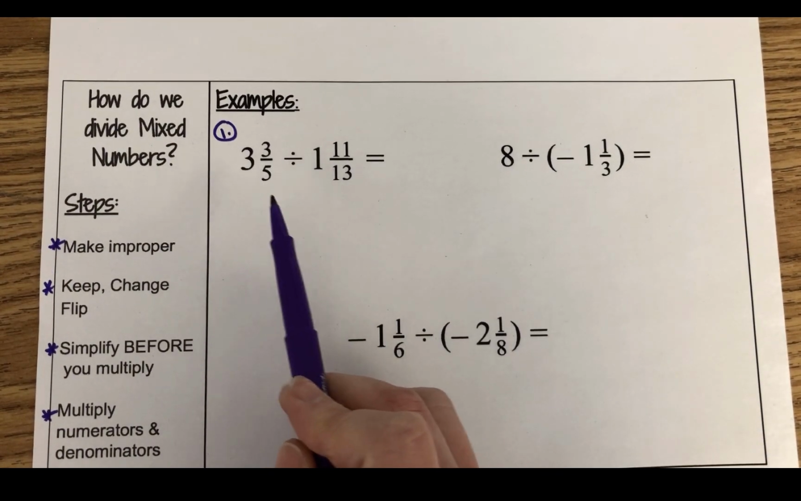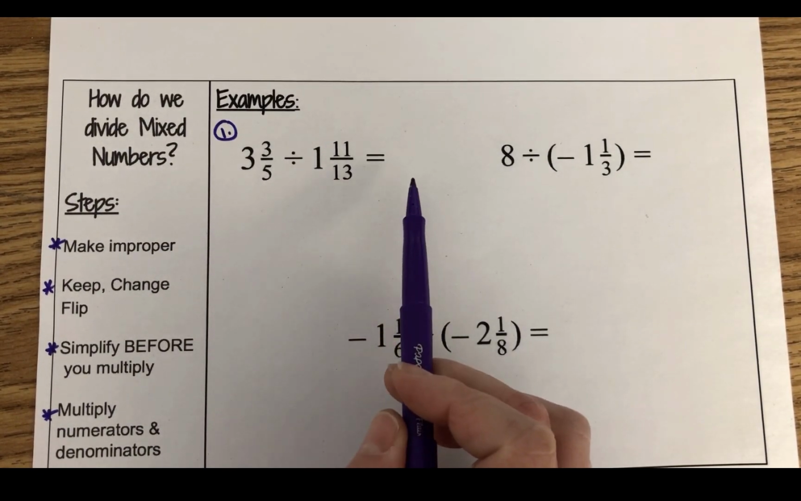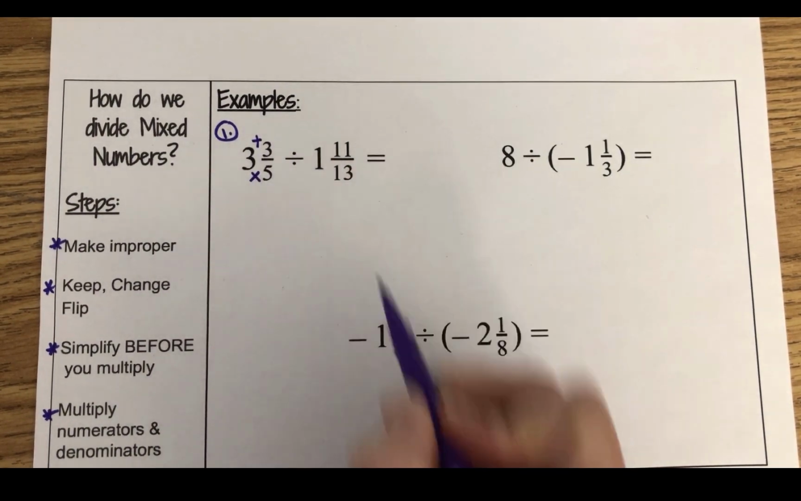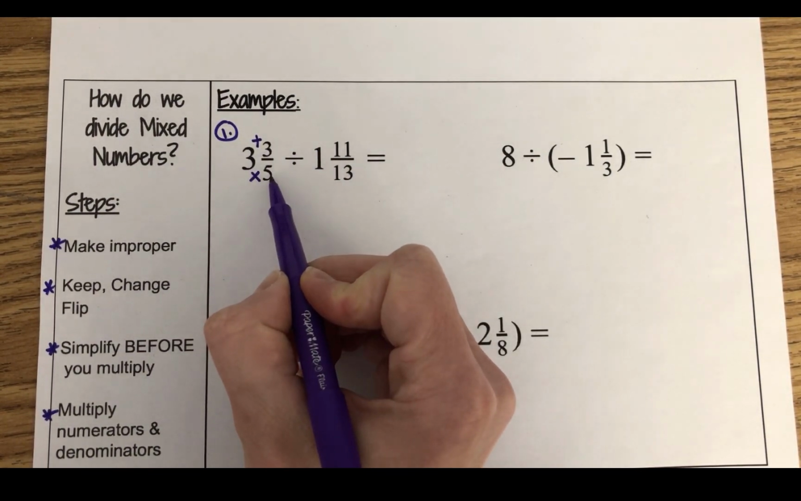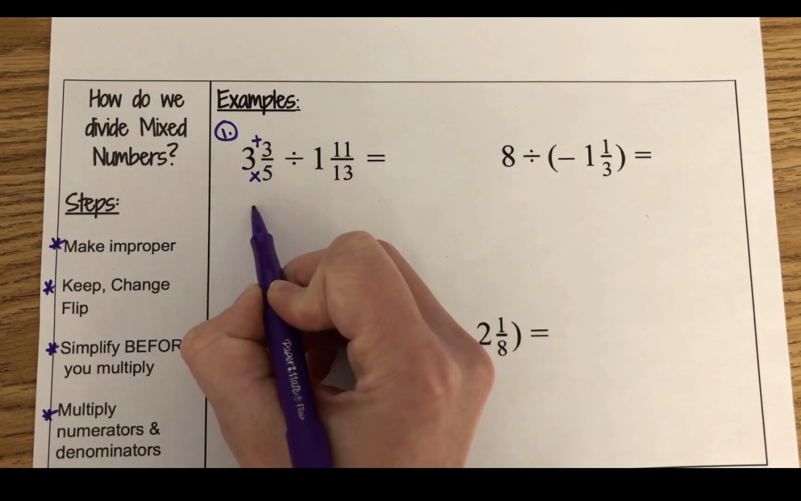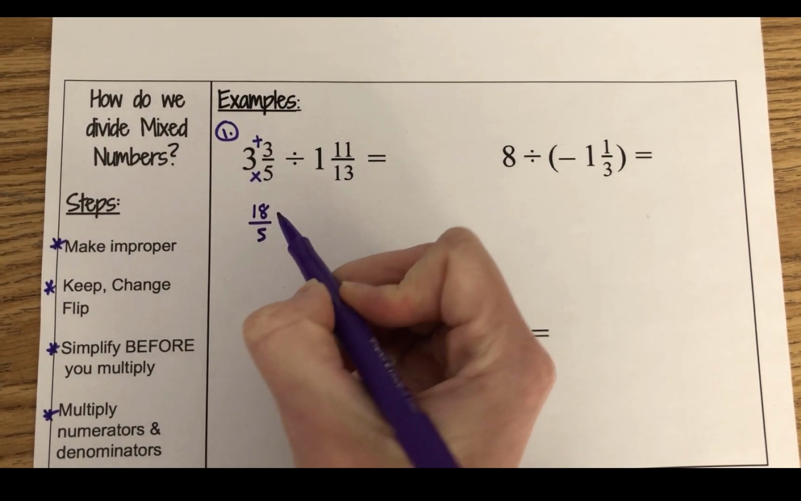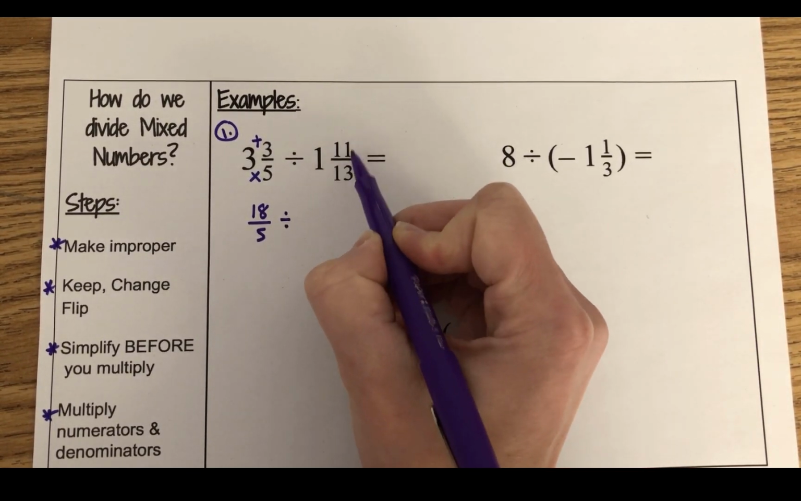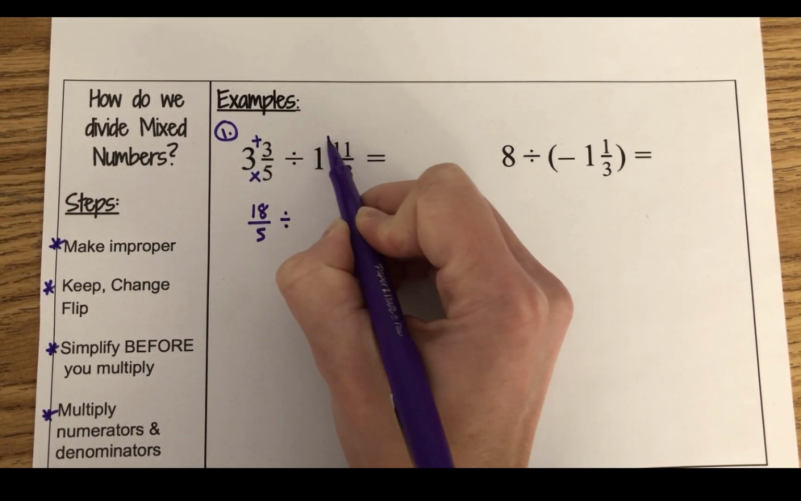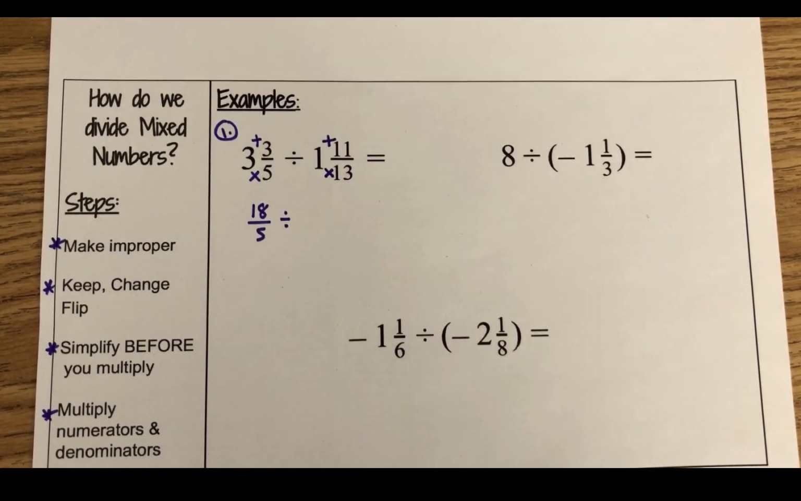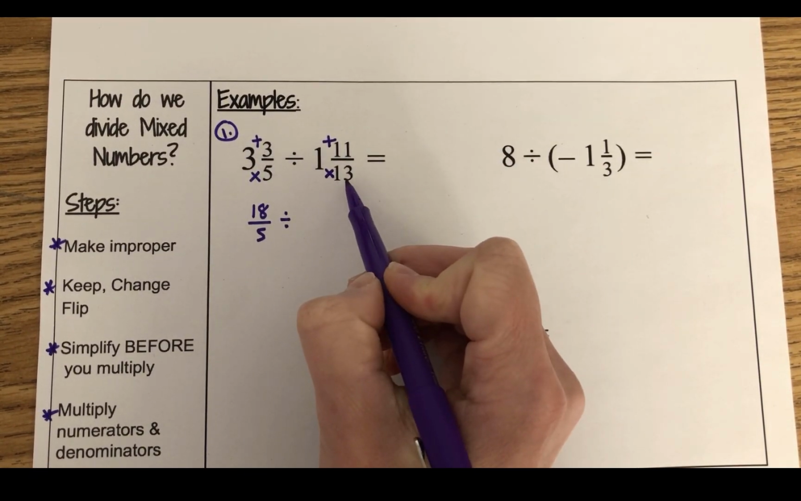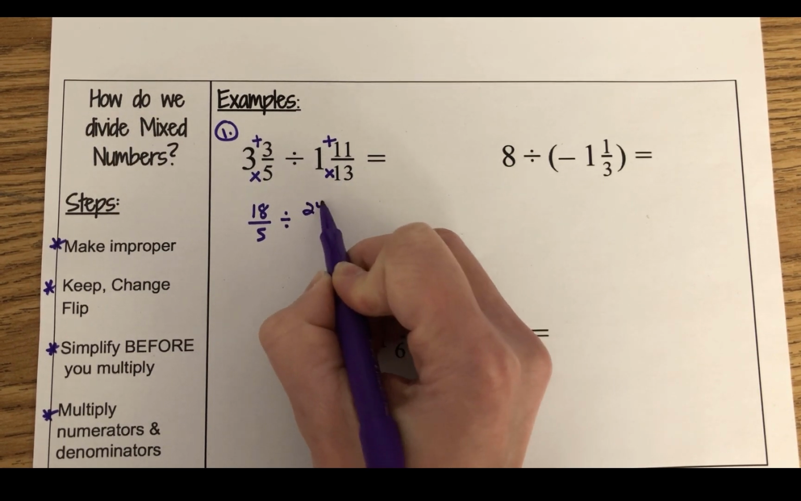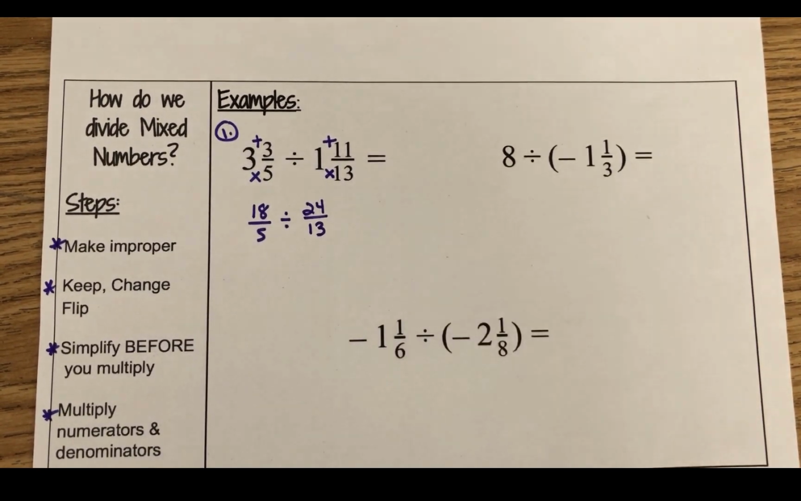Here's example 1. We're going to start by changing the mixed numbers into improper fractions. So let's do the Texas. 3 times 5 is 15, plus 3 is 18/5, divided by 1 and 11/13. Let's do the Texas. 1 times 13 is 13, plus 11 is 24/13.